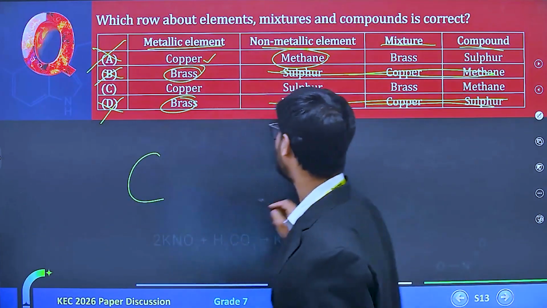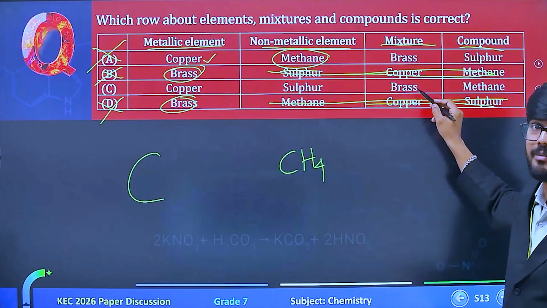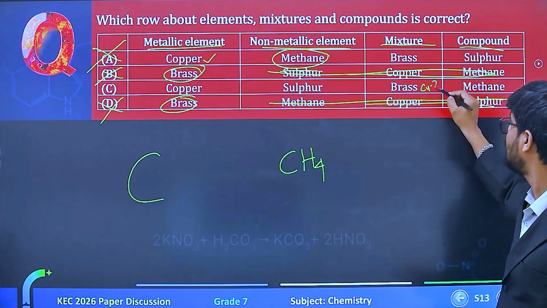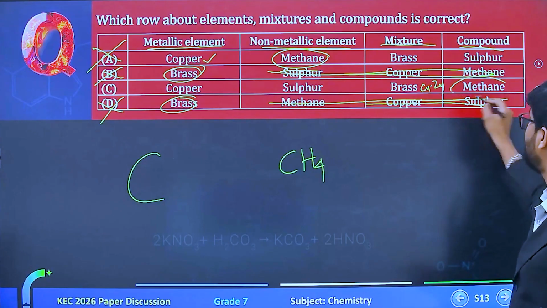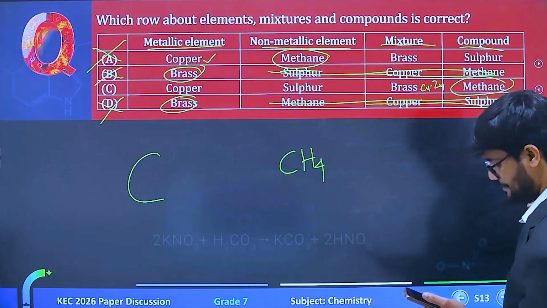C will be the correct answer. Now check the other thing. Mixture: brass, copper and zinc. So this is a mixture, correct? And methane is a compound. So option C is the correct answer here.